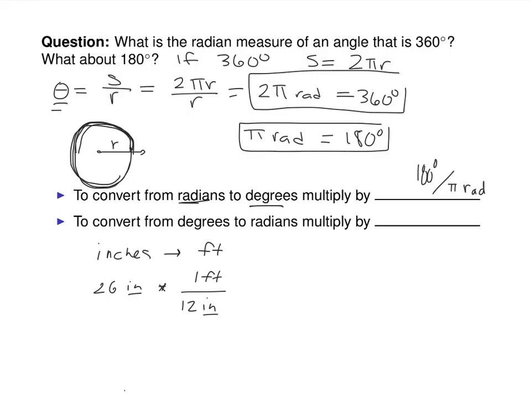Could I have used 360 and 2 pi? Why didn't I? Because it reduces to pi over 180. Does that make sense? But the idea is that the thing you want to cancel has to go in the denominator. Does that make sense?